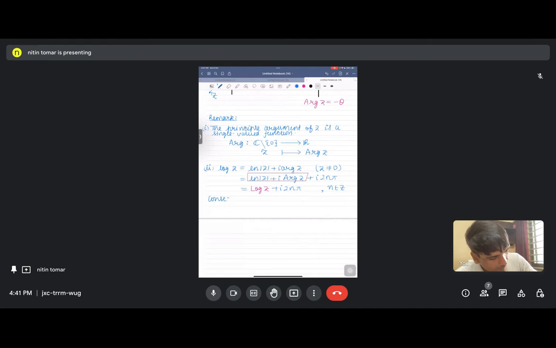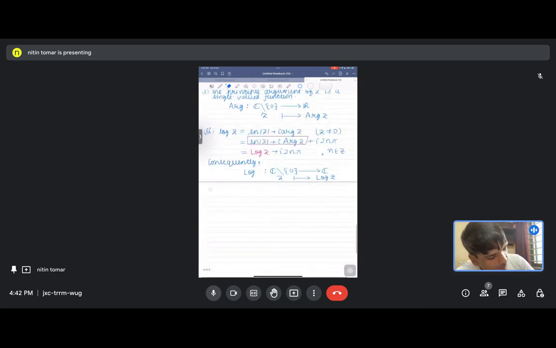Consequently, if we consider this log z as a function from C minus 0 to C, z goes to log z, this is a single valued function. All of you agree? Yes, sir. And have we lost anything?